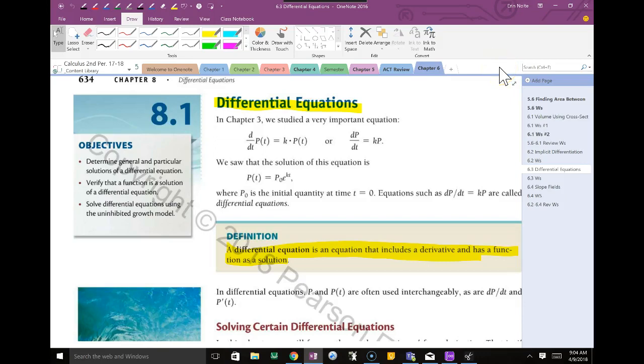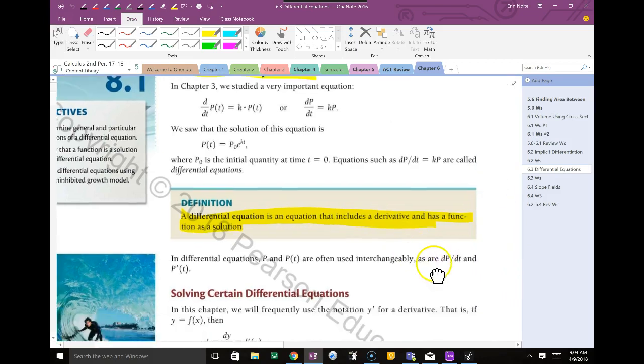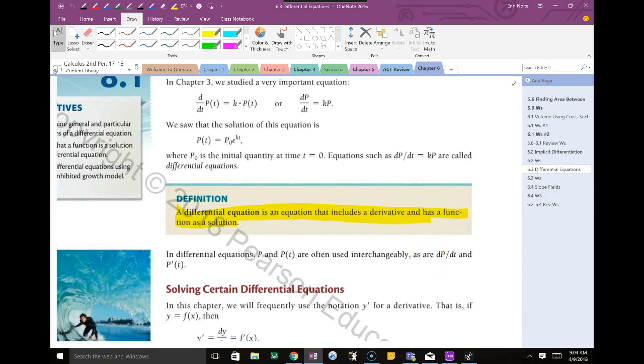No. Okay, so differential equations are the equations that are derivatives. Okay, so that should make sense. A differential equation is a function that is a derivative. So what we're going to do is take the differentiated function, and now we're going to go backwards and find the original function.